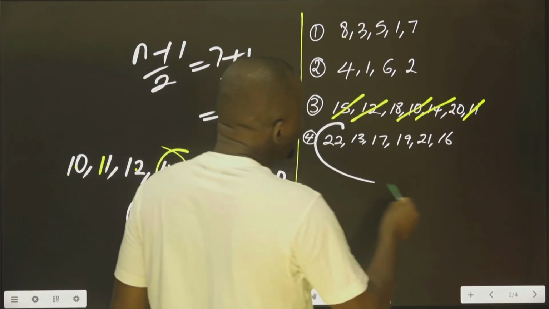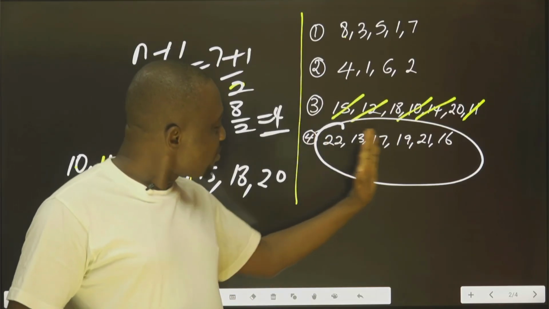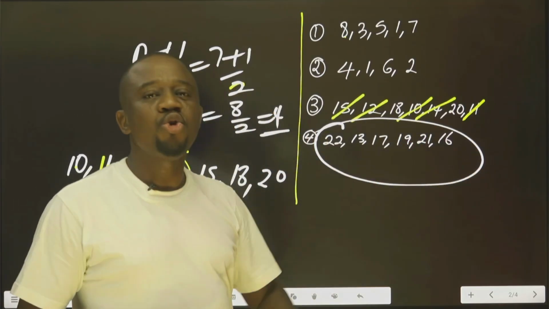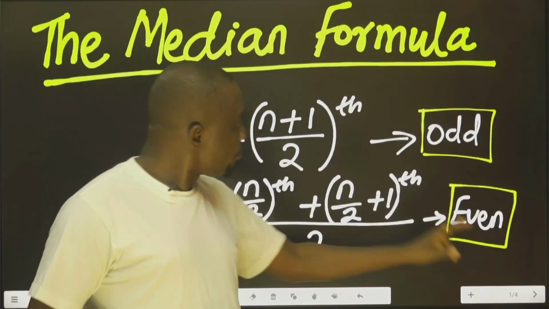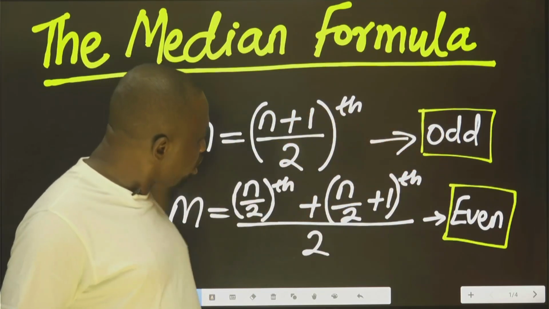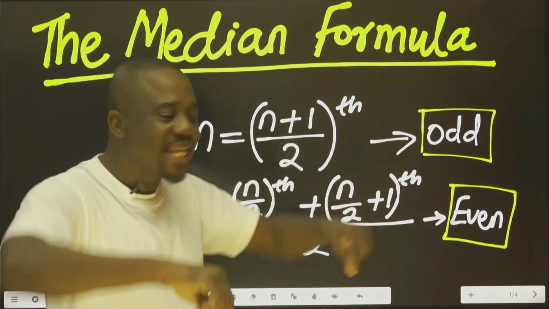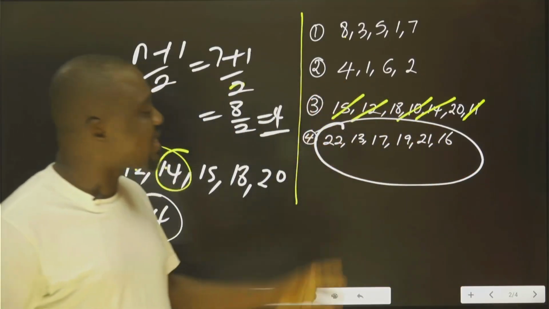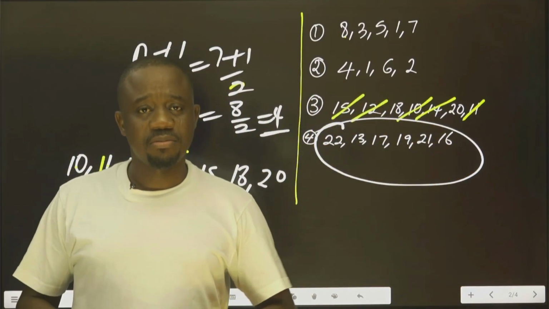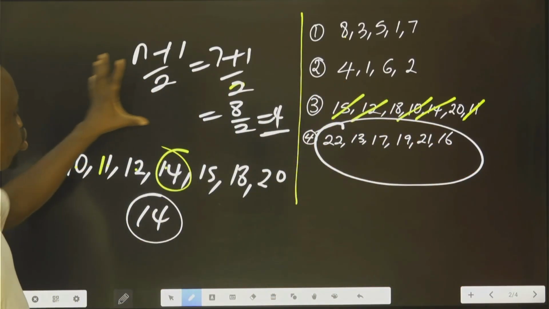I will leave this one for you to solve. Count this. Check if you are going to use the even formula or the odd formula to locate the median. I want you to solve this and drop your answer in the comment section. Hope you understand how to use this formula now.